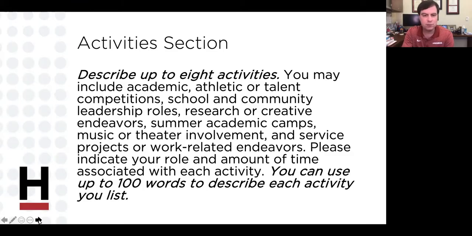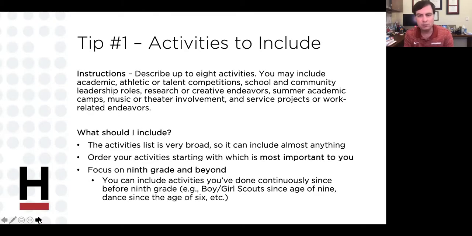Let's break down the instructions, really focusing on these sections that are bold and italicized. So the first tip, the activities to include. You saw there's just a general list of potential activities you can include. So I was going to ask, what should I include? Let's say I'm having trouble getting down to 8, or even if I just want to put 2, 3, 4 things, what should I include? The activities list is very broad, so it can include almost anything, whether it's an activity done through school, in your community, an outside sports team, a job, you name it. It can be just about anything.